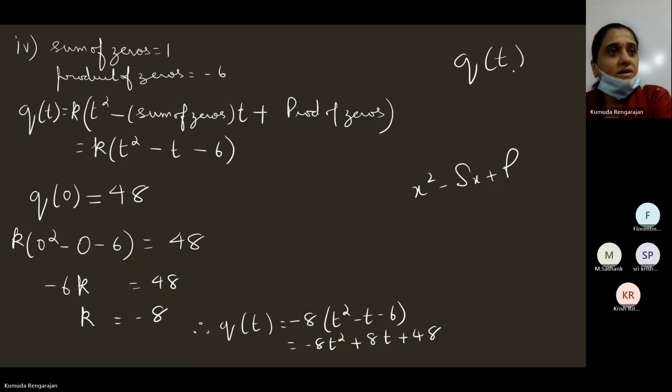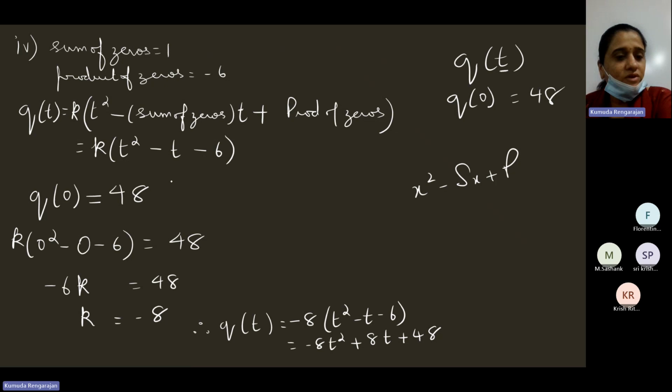Q of t. So Q of t means when t is 0, when time is 0, everybody's height is 48 only. So Q of 0 is 48. Q of 0 means here you should put 0 and find the value of k. And put the value of k here and get the quadratic polynomial completely.